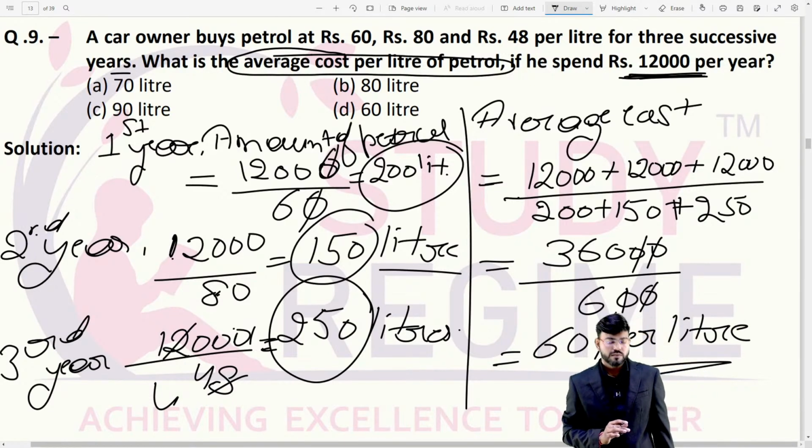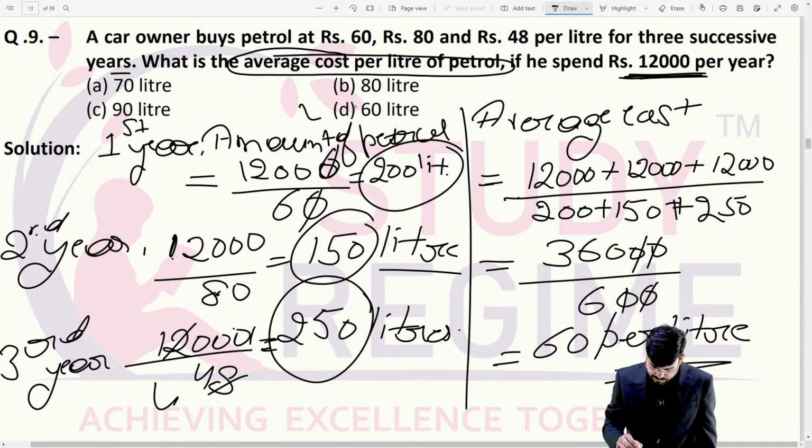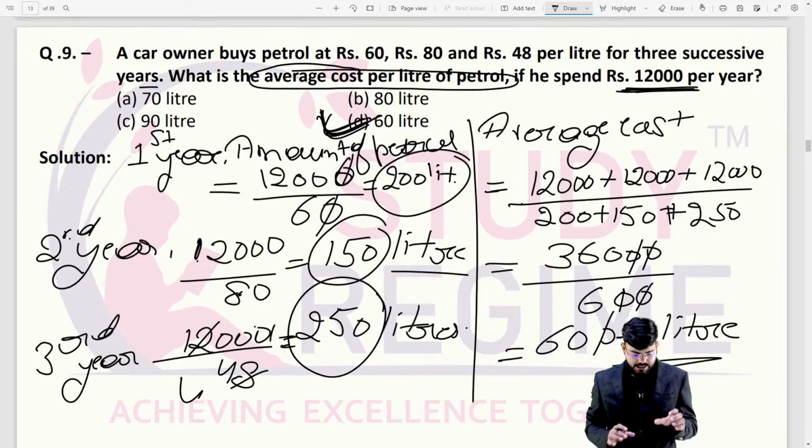Clear? So according to the question, your answer will become D. Clear? A car owner, I'll revise it for you once more. A car owner buys petrol at rupees 60, 80 and 48 for 3 consecutive years by spending 12,000 rupees each year.